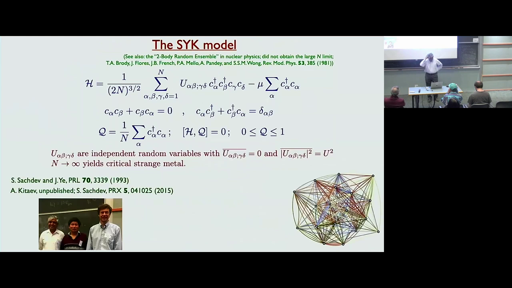So for the more technically inclined, here's the actual Hamiltonian written in terms of operators. So these U alpha, beta, gamma, delta I told you about. And these are fermions, and the assumption is that they take them to have average 0 and some mean U.